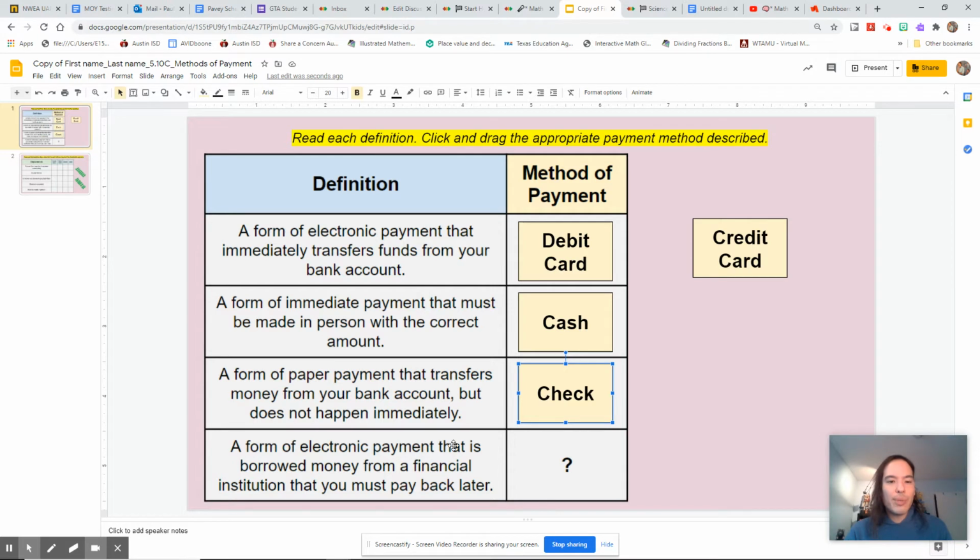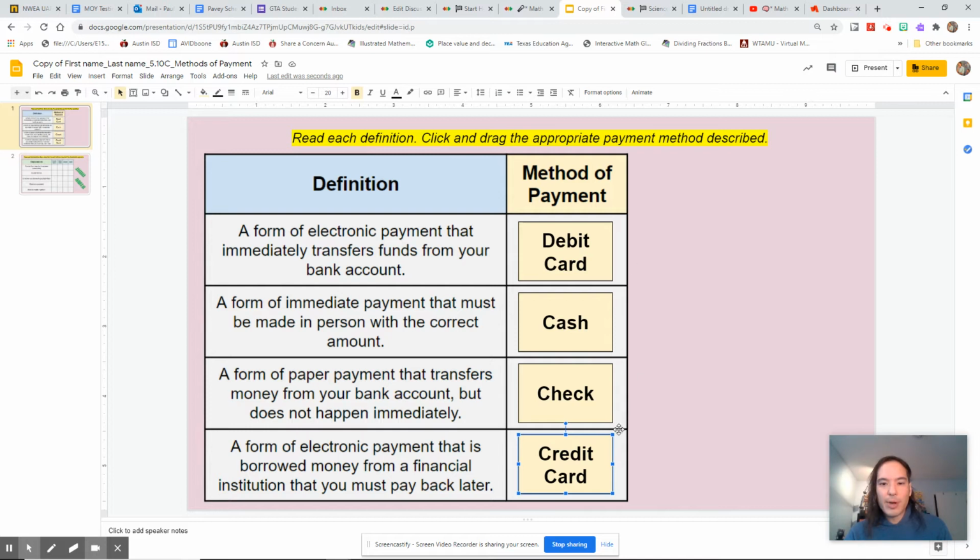A form of electronic payment that is borrowed money from a financial institution. A financial institution is like a bank, all right? So borrowed money from a bank and you must pay back later. That is definitely a credit card. With a credit card, you can use somebody else's money to buy something, but you do have to pay them back. So the difference, once again: debit card is your money, credit card is somebody else's money. Debit card, cash, and check are all your money; credit card is somebody else's money.